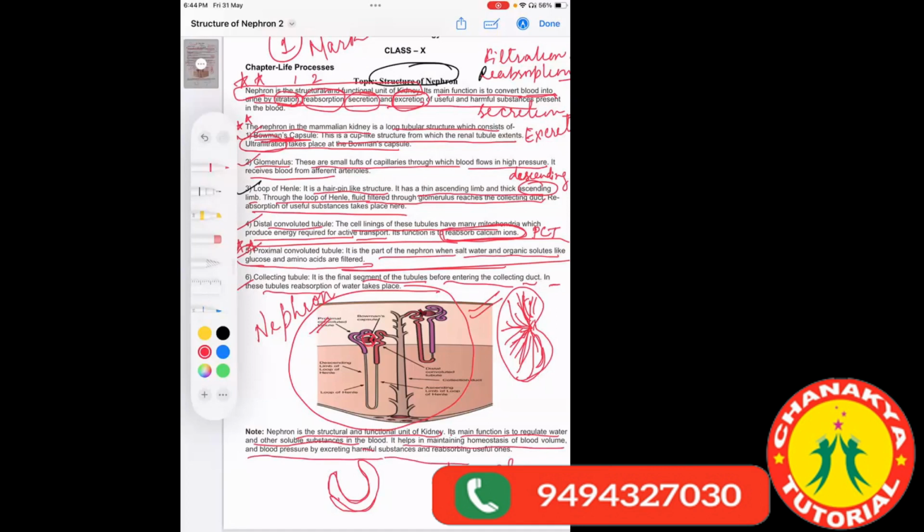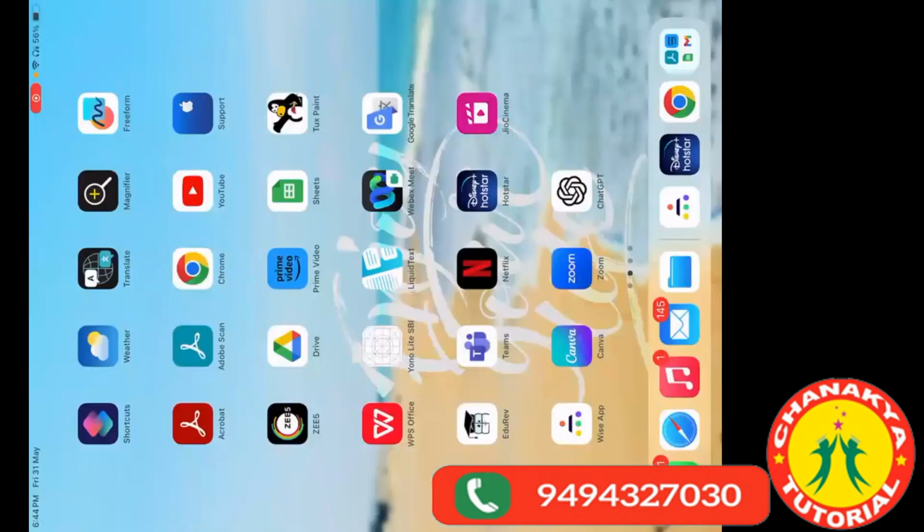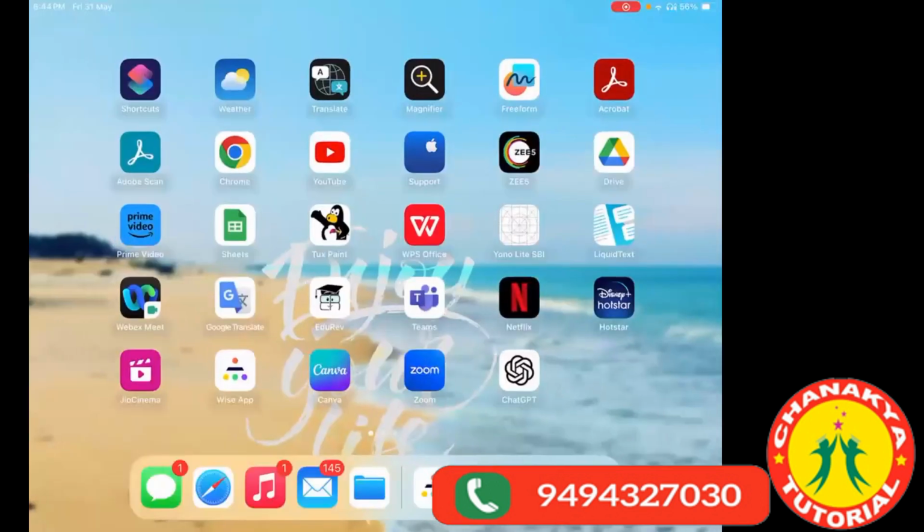So what happens since the excretion process keeps on happening, due to which our body does not feel so cold or so hot. So a balance will be maintained by whom? By the excretory system, by the nephron.